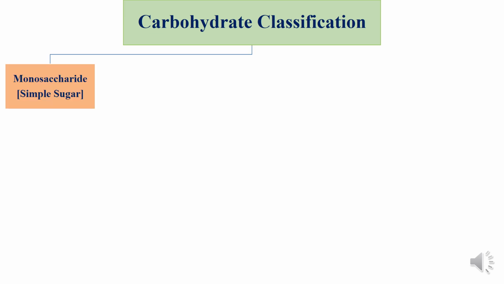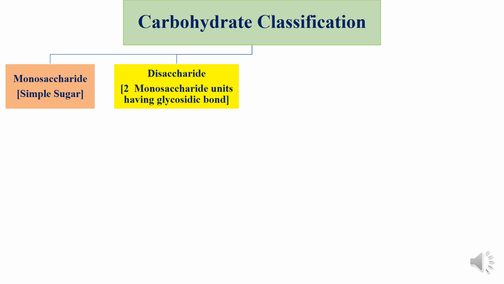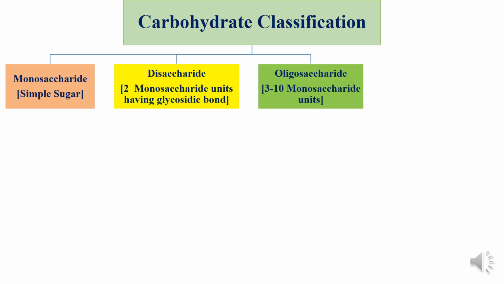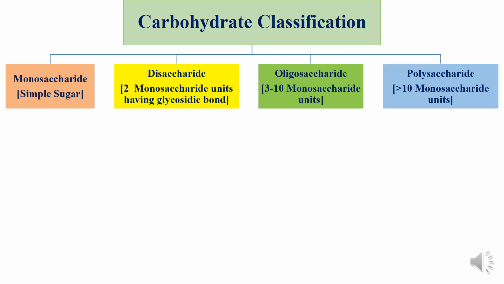So the carbohydrate classification is actually based on the number of monomeric units they are made up of. In nature, these carbohydrates exist as polymers which are made of monomeric units. So let's see the classification. Based on the number of monomeric units, it is classified as monosaccharide known as simple sugar, disaccharide which is made of 2 monosaccharide units, oligosaccharides having 3 to 10 monosaccharide units, and polysaccharides having more than 10 monosaccharide units.